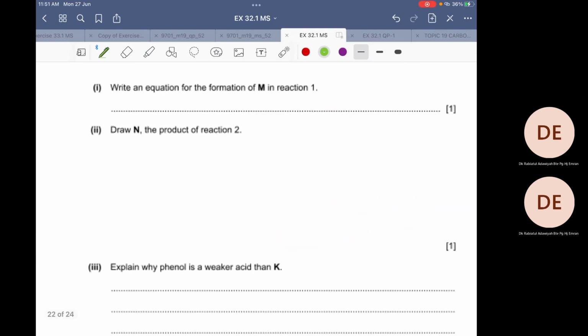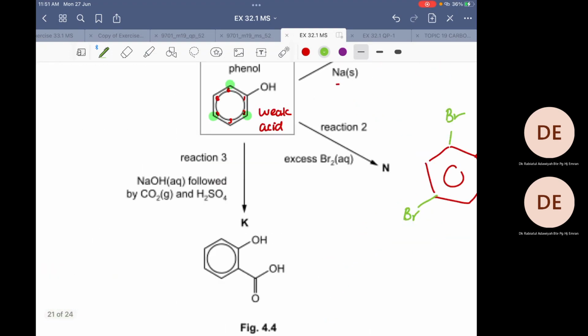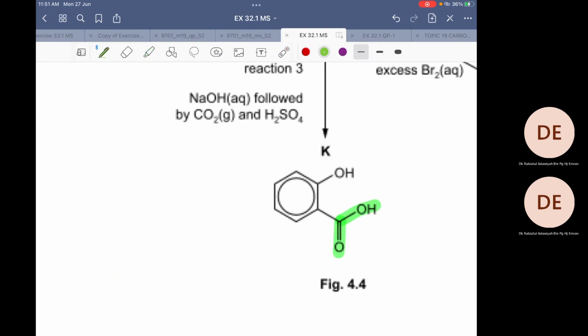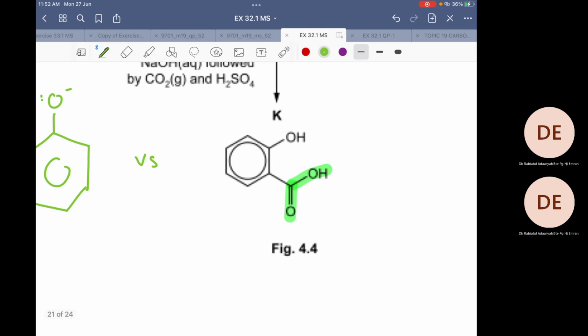Okay, next question. Explain why phenol is a weaker acid than K. So this is K. There's that phenol functional group, and there's that carboxylic acid functional group. So we want to compare this molecule K versus phenol. Okay, well, we can look at the anion. The stability of the anion will determine the acidity of a molecule. Okay, so if I turn this into the anion, this is probably O minus, but that is not our concern. Our concern is the COOH, which is the carboxylic acid, and as an anion, it produces COO minus.